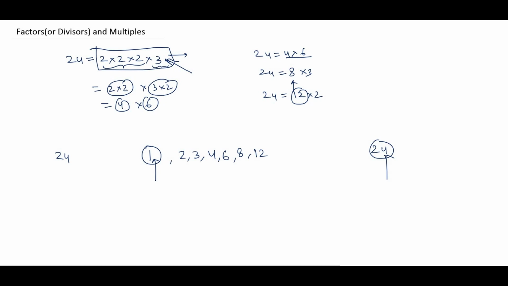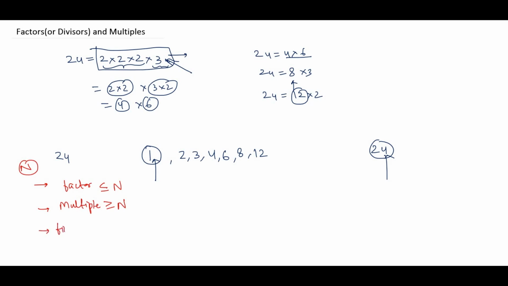Now some important points. Every factor of a number n is always less than or equal to that number. Similarly, every multiple of a number n is greater than or equal to n always, right?